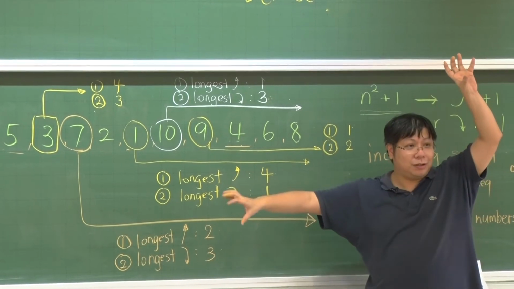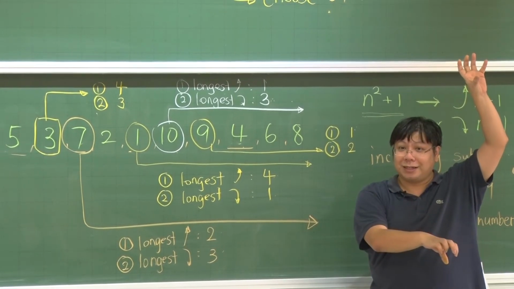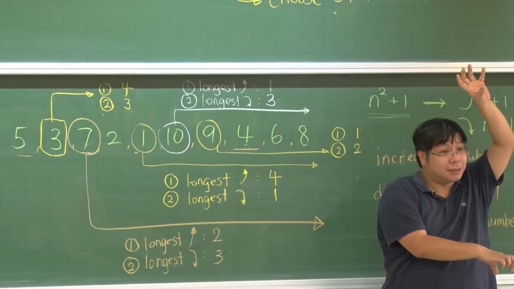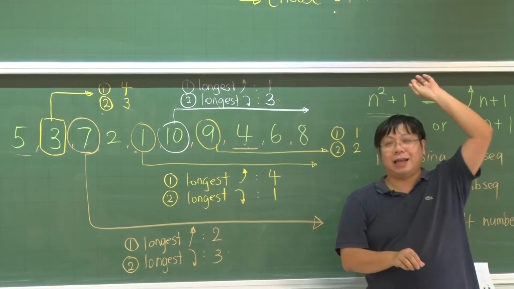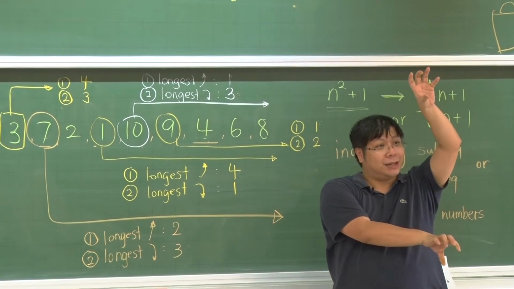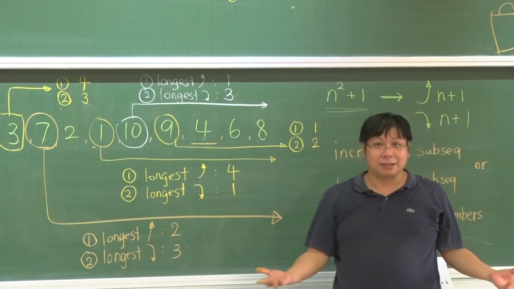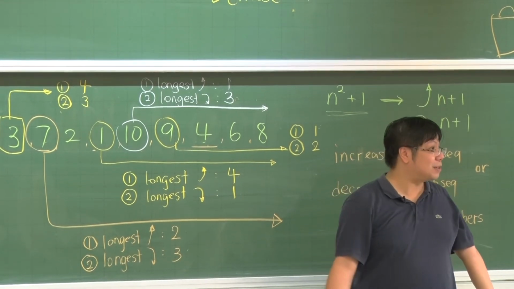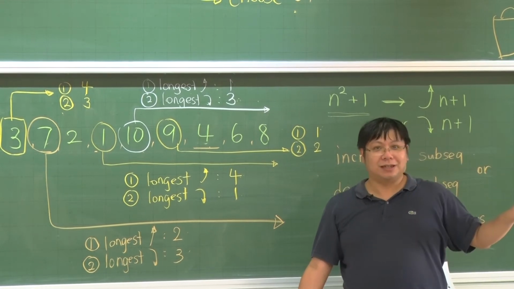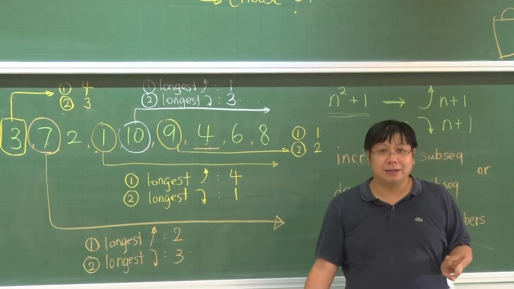Each position, we need to choose a type. There are how many types? N square types. What do we have? N square plus 1 positions. Each position has to choose one type, and there are n square types. So what does it mean? Two numbers, two positions must have the same type.